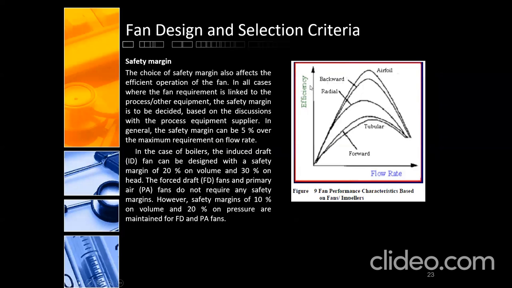Safety margin. The choice of safety margin also affects the efficient operation of the fan. In all cases where the fan requirement is linked to the process or other equipment, the safety margin is to be decided based on the discussions with the process equipment supplier. In general, the safety margin can be 5% over the maximum requirement of flow rate. In case of boiler, the induced draft ID fan can be decided with a safety margin of 20% on volume and 30% on head. The forced draft FD fans and primary air PA fans do not require any safety margin. However, safety margins of 10% on volume and 10-20% on pressure are maintained for forced draft and primary air fans.